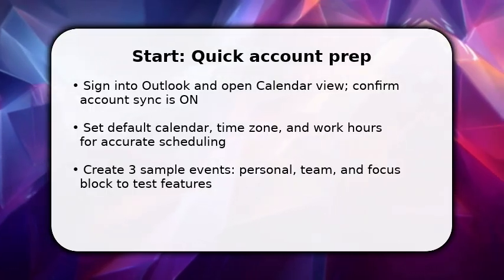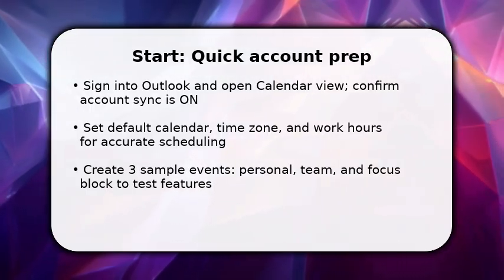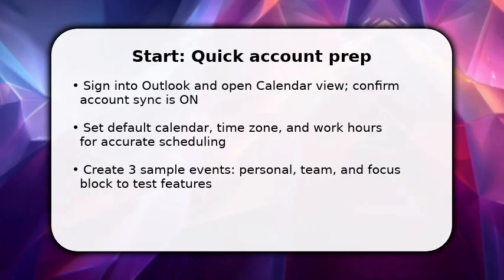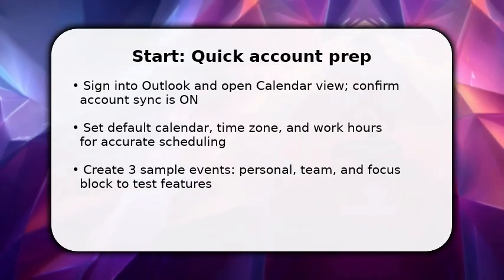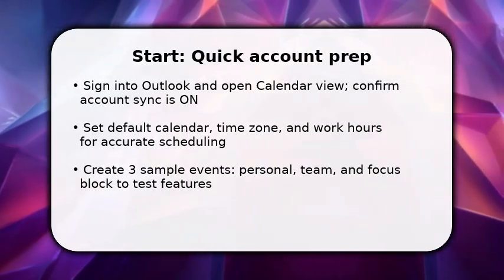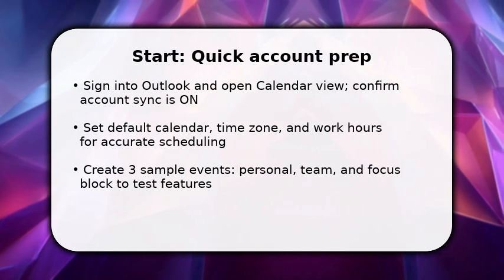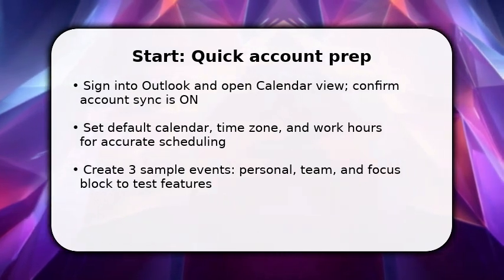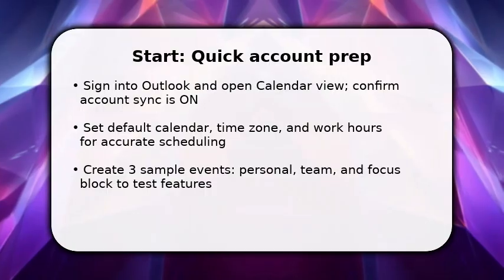Create 3 sample events, personal, team, and a focused work block, to test sharing, reminders, and free/busy visibility. You do this because testing reveals permission quirks early, and you want predictable notification behavior before adding real meetings to avoid double bookings and missed alerts.